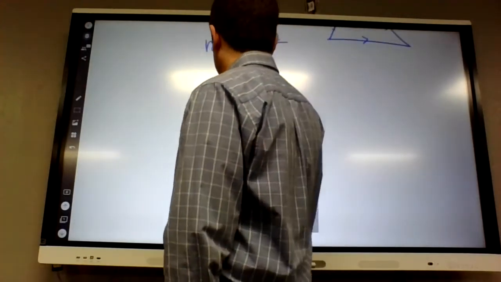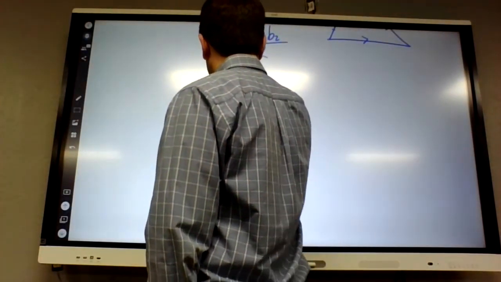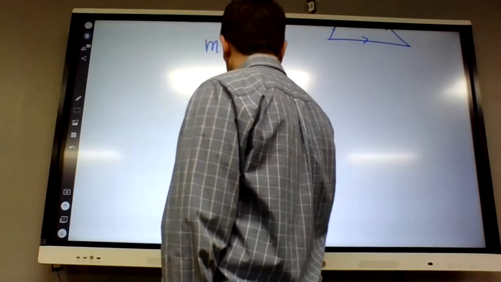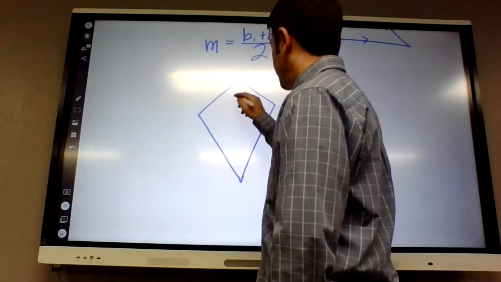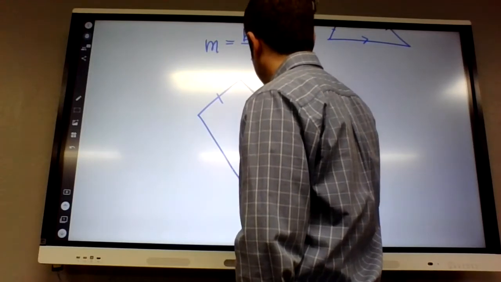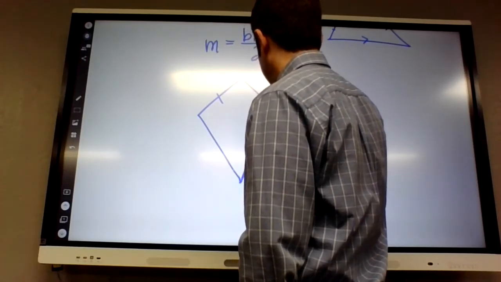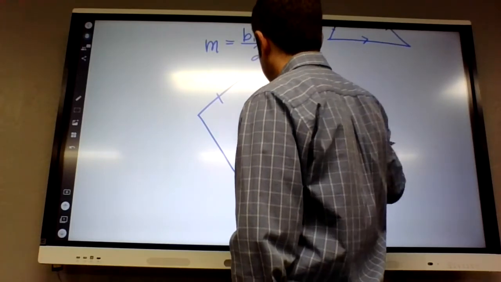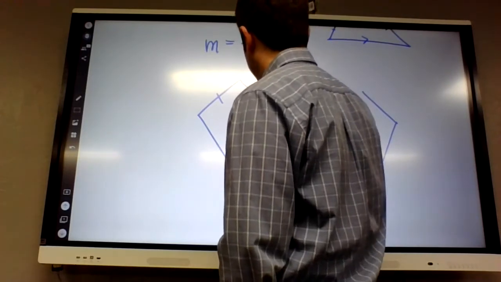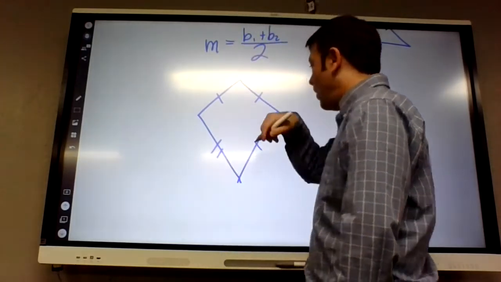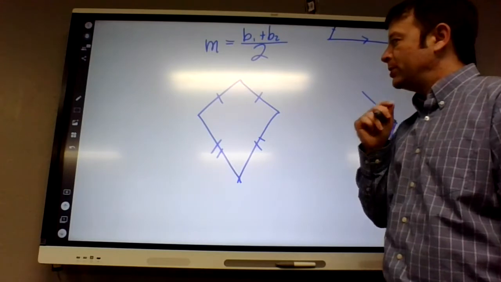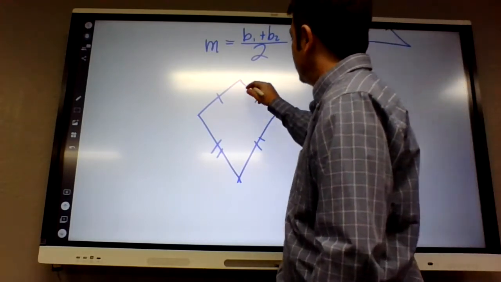And then the other thing is kites. We're talking about trapezoids and kites. What made a kite a kite? Two pairs of consecutive congruent sides. I can't draw that perfectly, I don't know. Okay, let's pretend that's perfect. So, yeah, that makes it a kite. It says there's one pair of opposite angles.